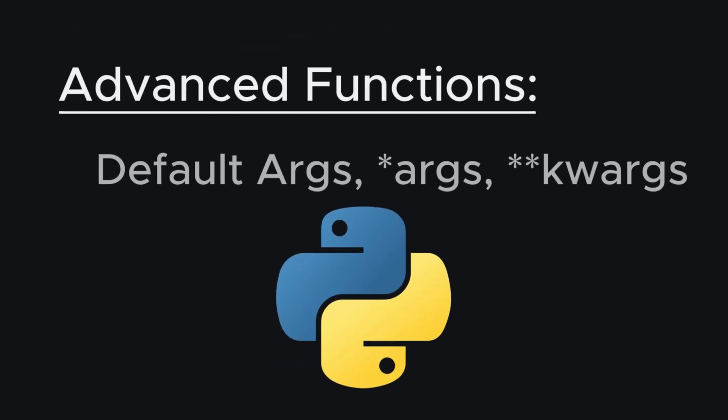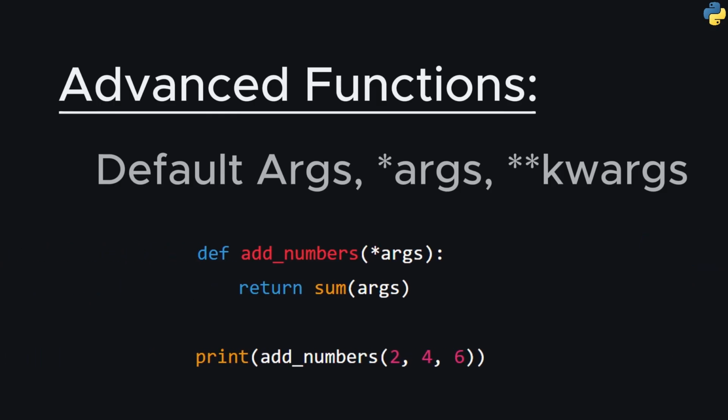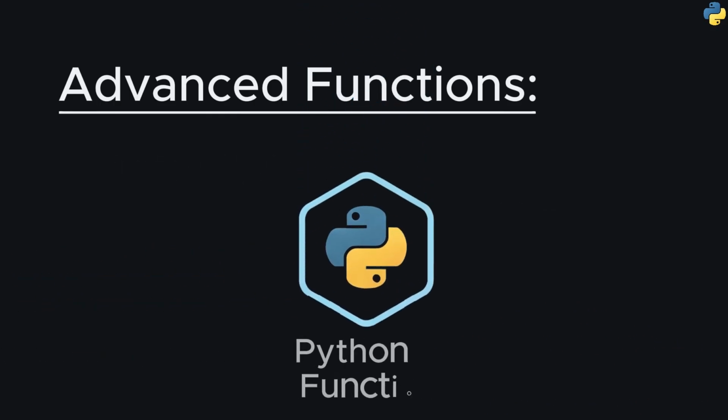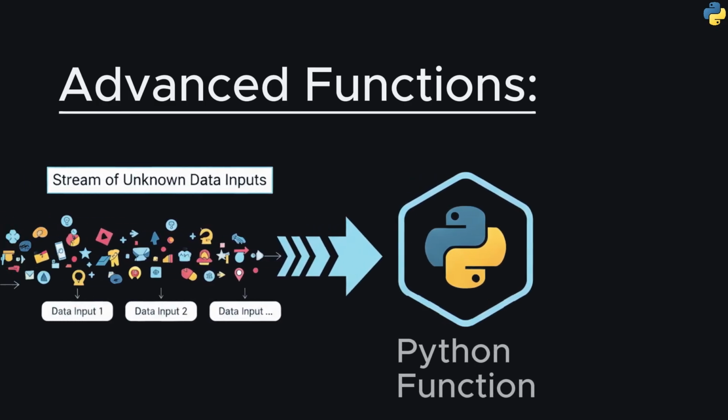Welcome to the deep dive into advanced Python functions, where we turn ordinary function calls into powerful, dynamic interfaces. Mastering args and keyword arguments isn't just about syntax. It's about writing flexible, readable, and future-proof code. Today, we'll unpack the core concepts and tackle the notorious Mutable Default Argument Trap.